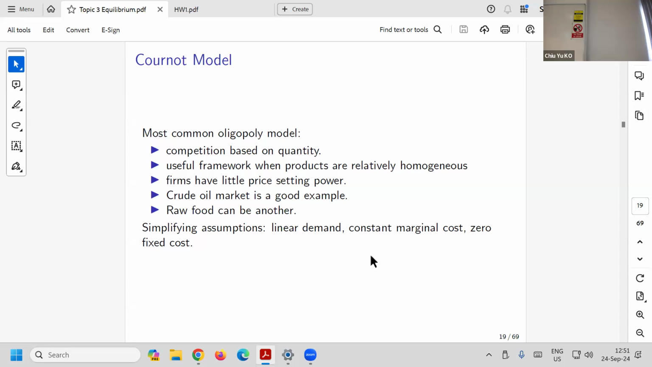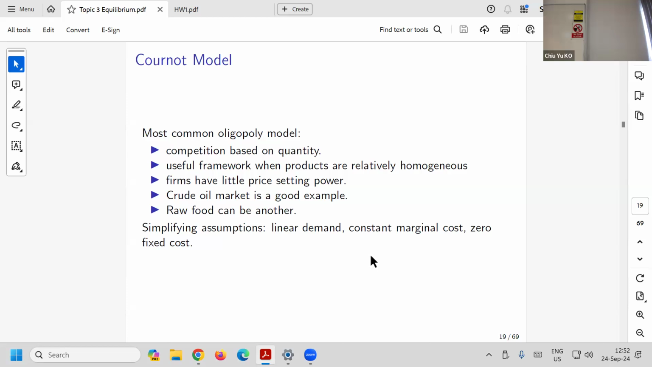And this model is saying that firms are not competing on price, they are competing on quantity. This is the case when we talk about crude oil, OPEC, the oil exporting countries. Oil is a homogeneous good, they just basically compete on quantity. No one has price setting. And when you talk about agricultural products, they compete on quantity. And what else? No, right?